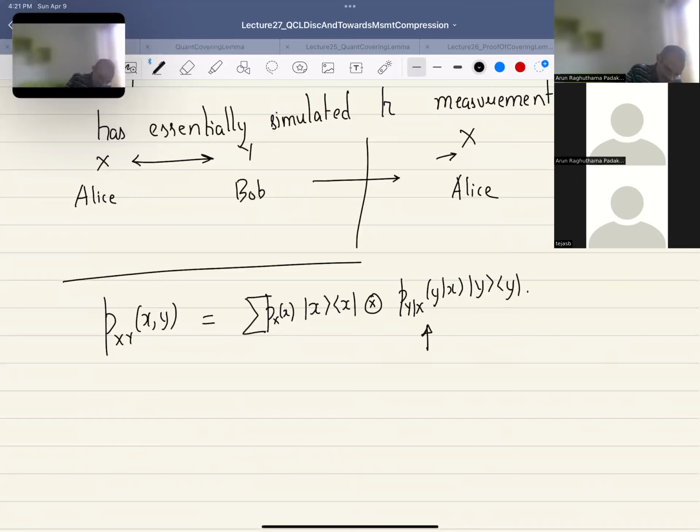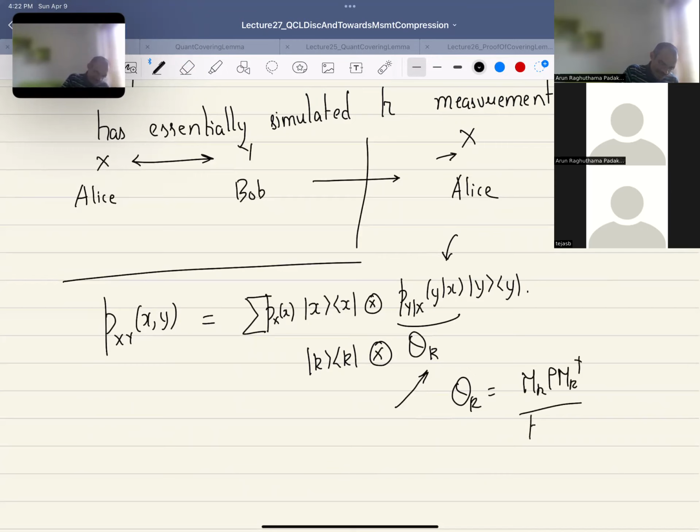So this is your k tensor theta k. Theta k is like your Py given x, just like your rho x was your Py given x, right? It's exactly like that. So if you fix an x, this is a density operator on space y. So if you fix k, theta k is a density operator. So theta k is mk rho mk dagger divided by trace mk rho mk dagger.